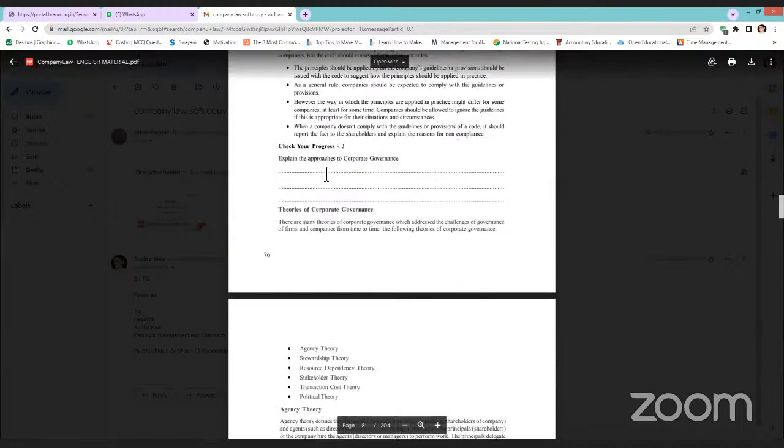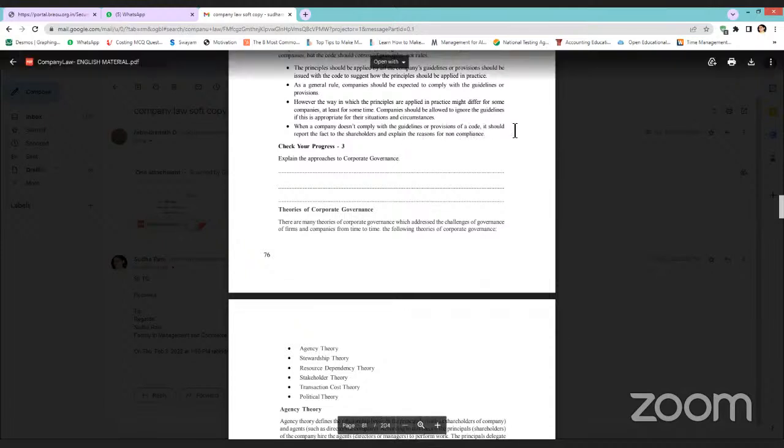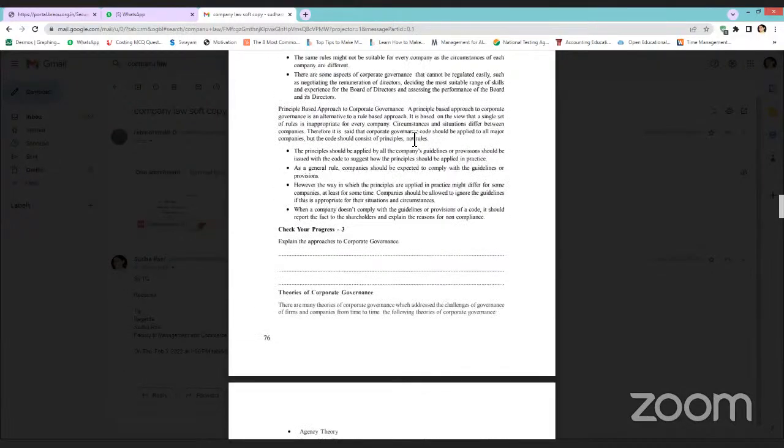The next one is, when a company does not comply with the guidelines or provisions of a code, it should report the fact to the shareholders and explain the reasons for non-compliance. In this principle-based approach, if a company is not able to follow the guidelines or provisions of a code, it must inform the shareholders and also give some explanation why it is not able to comply with those principles.